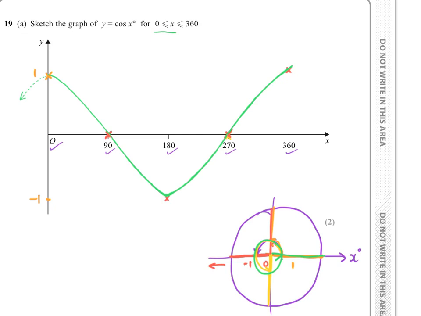So that's in that interval there, between 0 and 360 inclusive, and if you're not sure of the unit circle, then you could have just used your calculator and typed in cos of 0, cos 90 and so on in degrees, and you'd have got the same values on your calculator. So let's have a look at the next part.